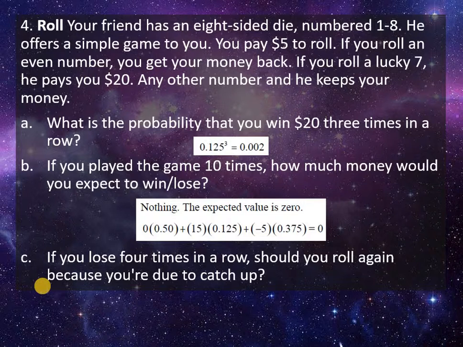And your favorite type of question. You lose 4 times in a row. Gonna roll again because you're due a win. No, why not? Memoryless property. What's true about each of these events? They don't affect each other. They're independent.